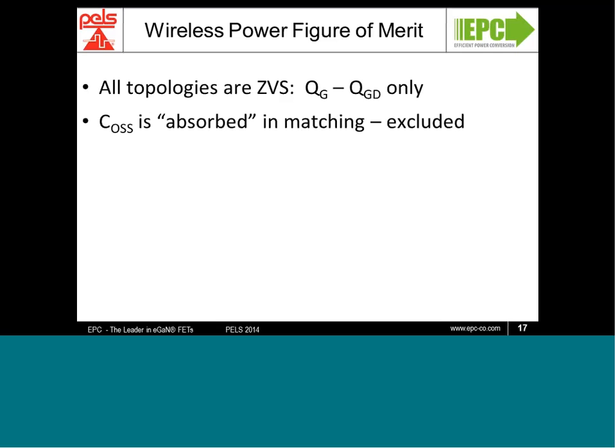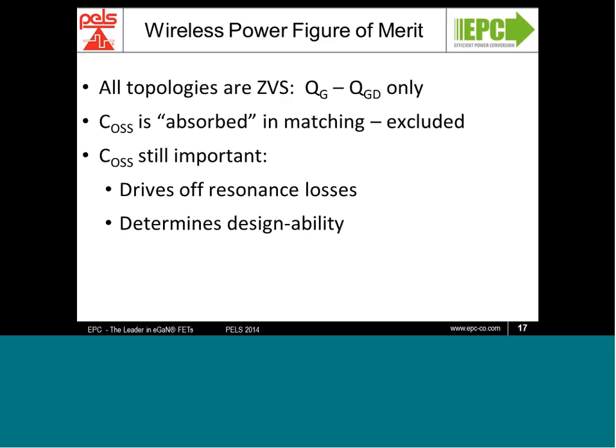However, it is still important because it drives off-resonance losses. In other words, when you have coupling and load variations, what happens to the circuit's performance is driven by the amount of COSS that you have. So it's still an issue there. And particularly in the case of a Class E, it determines designability. If you have excessive COSS, you cannot realize a good design over a wide operating load range. So here we have a figure of merit for wireless power transfer, which is simply the on resistance multiplied by the gate charge without the voltage transition component.